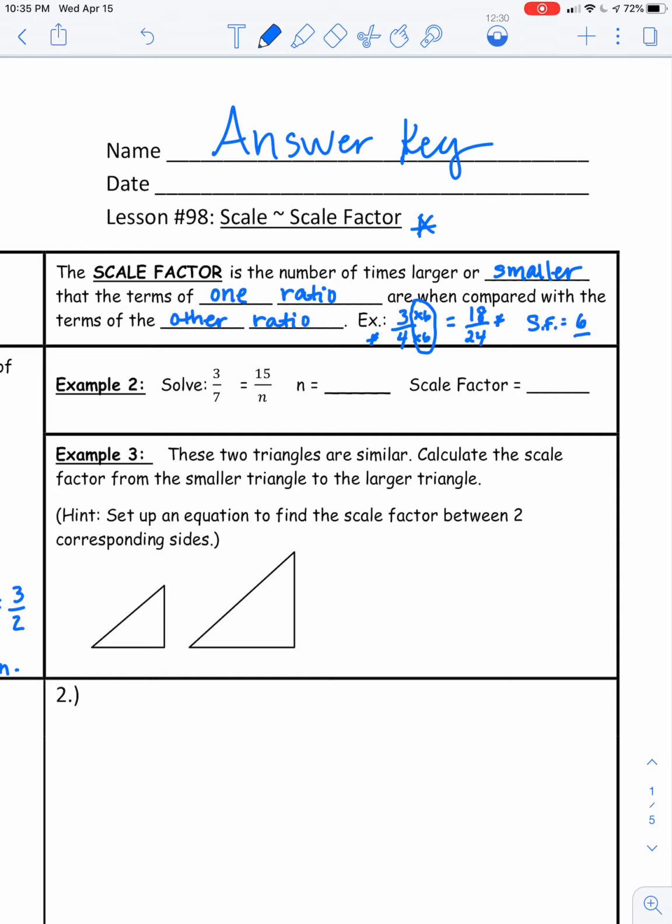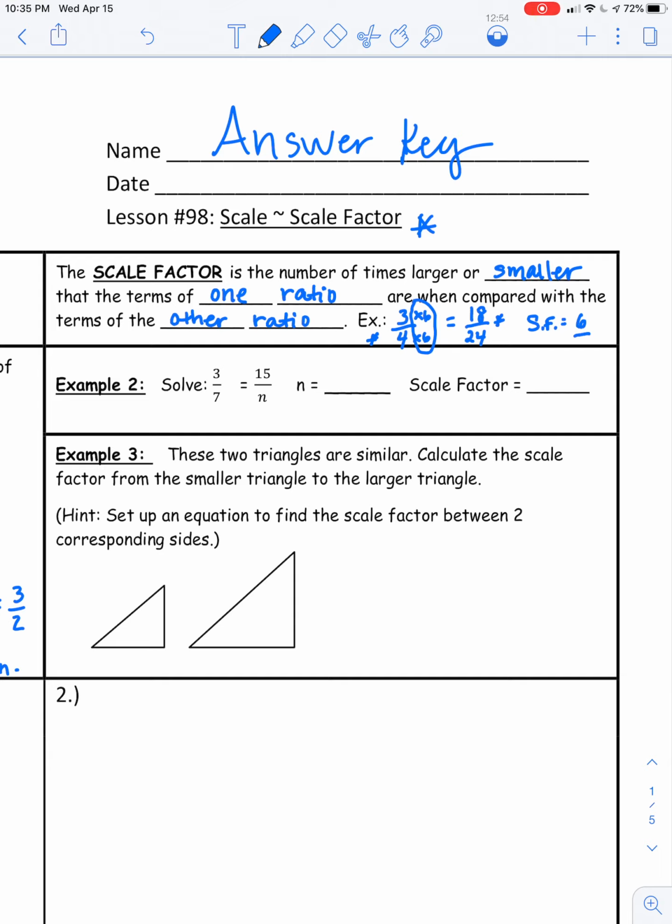18 to 24 is 6 times larger than 3 to 4, or I could say it backwards. I could say the ratio of 3 to 4 is 6 times smaller than the ratio 18 to 24. But the scale factor is the term that identifies how much smaller or larger one is than the other. Make sense? Okay, so let's look at example 2.